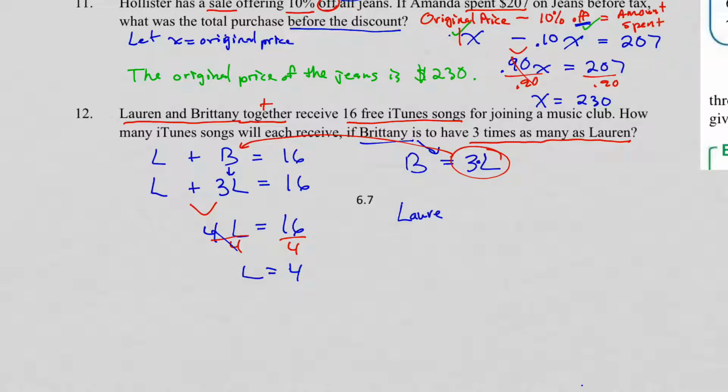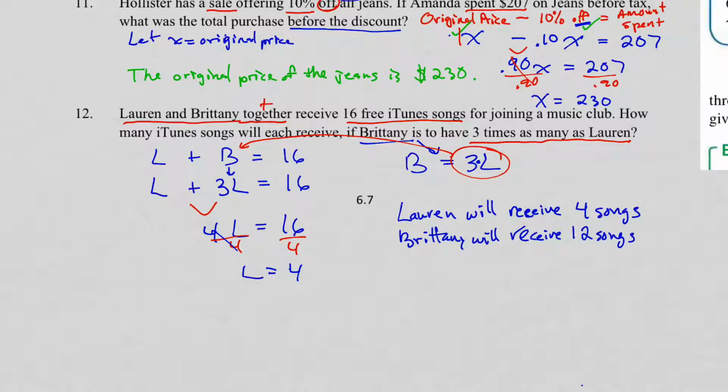Lauren will receive 4 songs. Brittany will receive 3 times as much. Remember, you're trying to equal 16, so this has to be 12. So this is the answer right there.